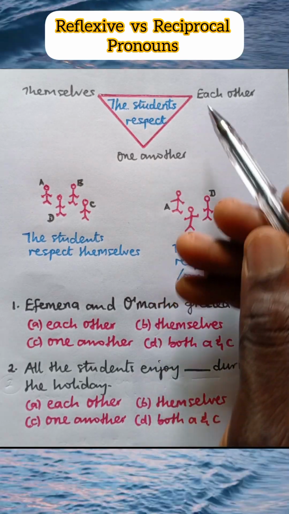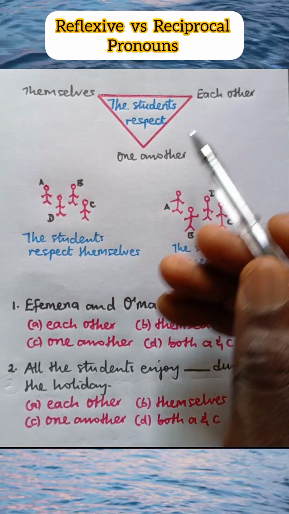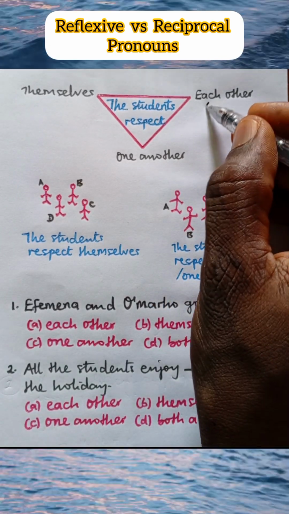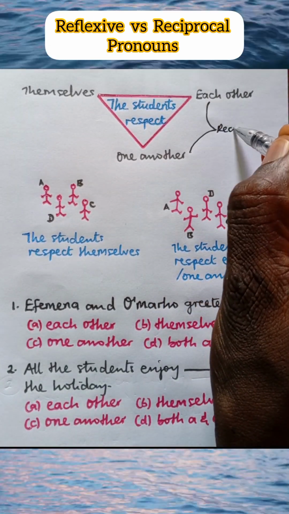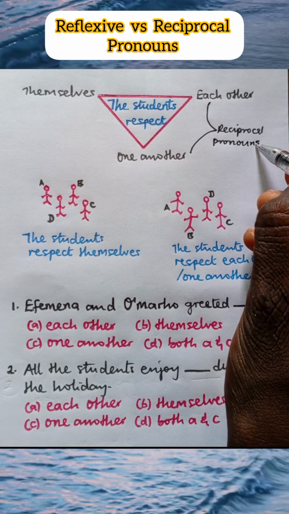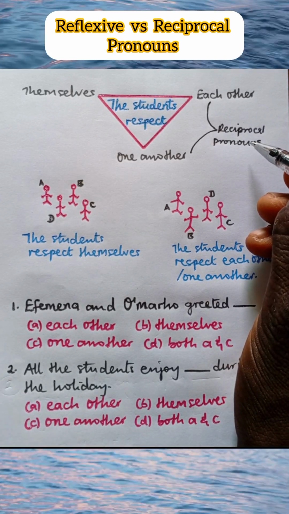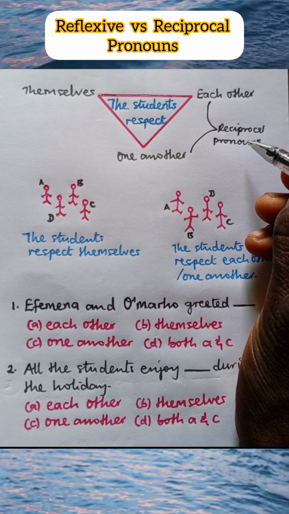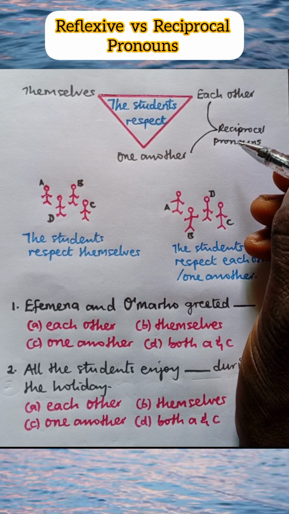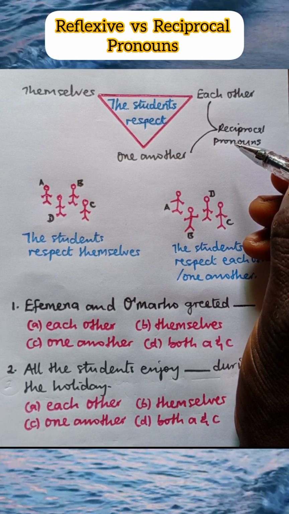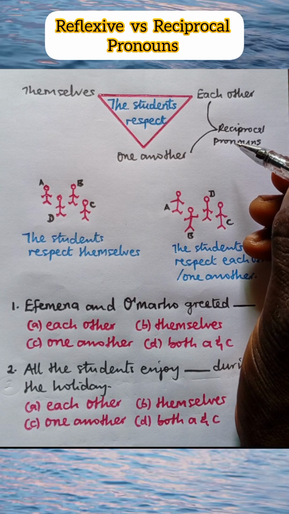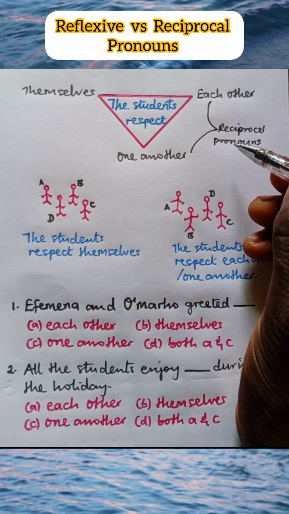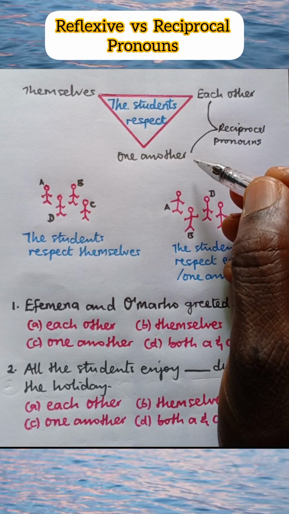Let us start with these two: each other and one another. These two words are called reciprocal pronouns. They are used when there is a reciprocal relationship. In other words, when one directs an action to another person and the person reciprocates by directing the action back to you. That is called a reciprocal relationship, in which case these two words are used.